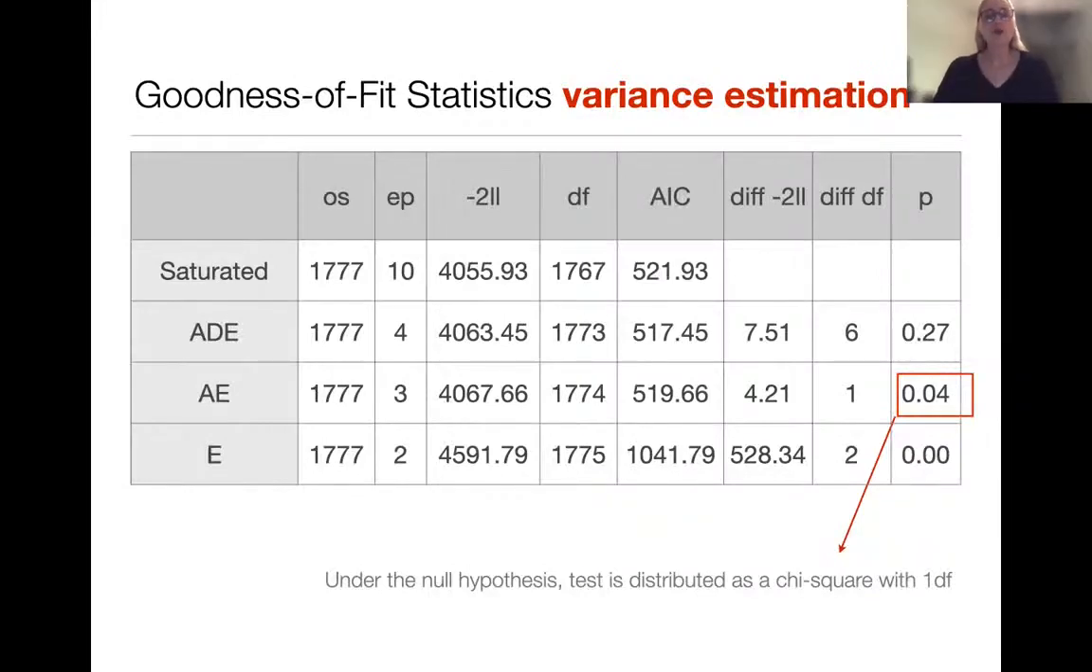When we go on and also drop the additive component from the model, we now have a 2 degree of freedom test compared to the ADE model, and we see that the chi-square changes dramatically. It goes up by 528, giving us a p-value of 0, basically saying there is plenty of evidence in these data that genetic factors do contribute to the variance of body mass index.